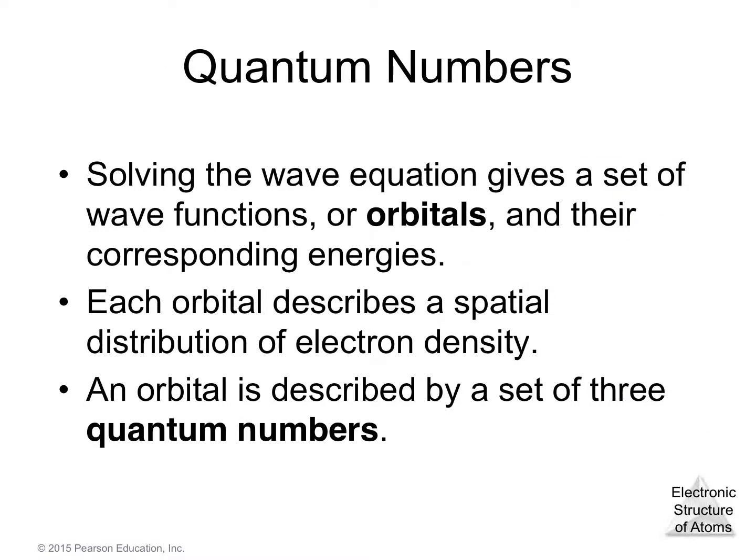So scientists were able to solve a series of wave equations to determine regions of space where the electron was most likely to be located, and we call those regions of space orbitals. And they were also able to calculate the energy for each orbital. So an orbital is a three-dimensional region of space where an electron is very likely to be located. We use a set of numbers to describe each orbital, and these numbers are called quantum numbers.